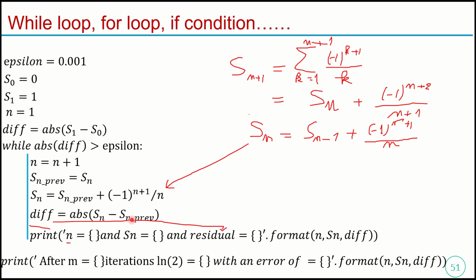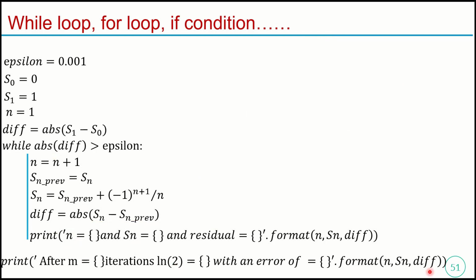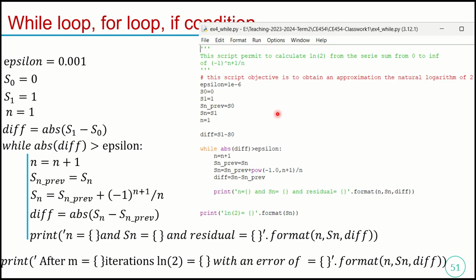You calculate the difference, okay? And I'm printing this just to show you the result in the iterative process. And you calculate the absolute value, and you do this again until n reaches a value that permits your program to converge. At the end, after m iterations, which is the final value of n, you converge. So now the script is like this. So you have epsilon.